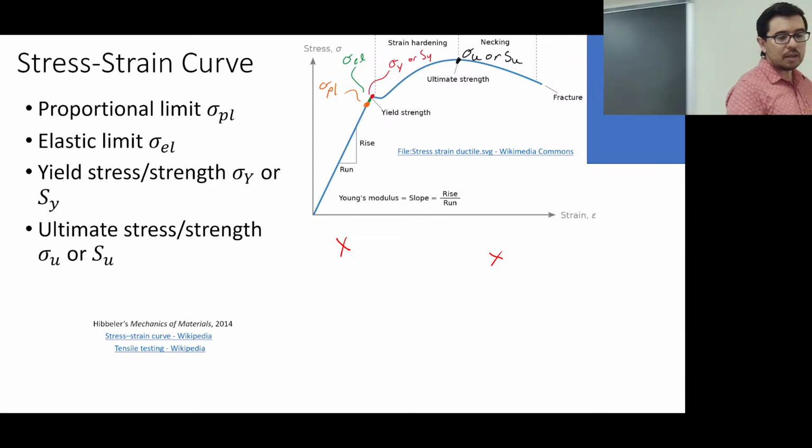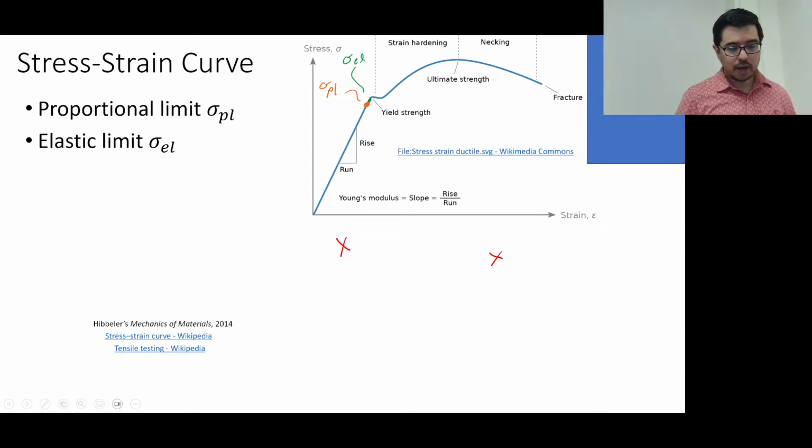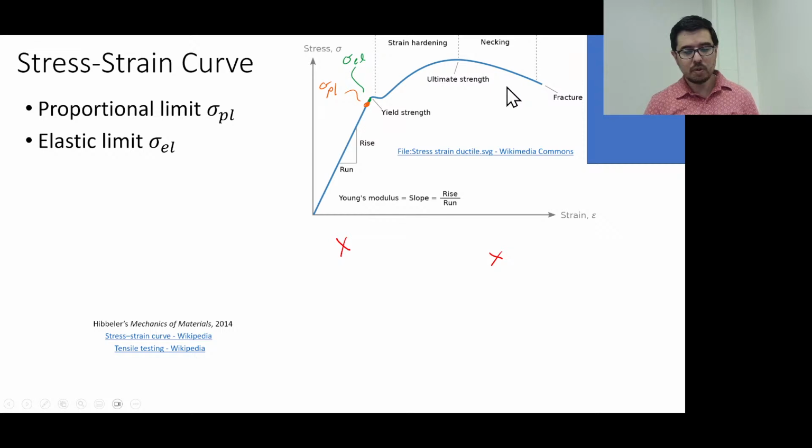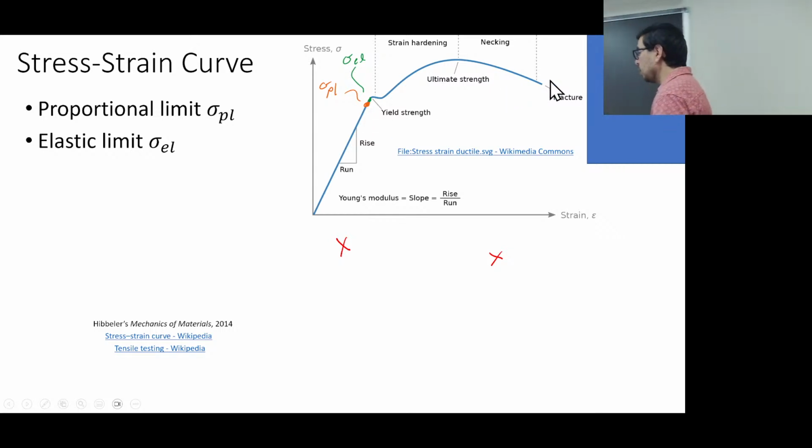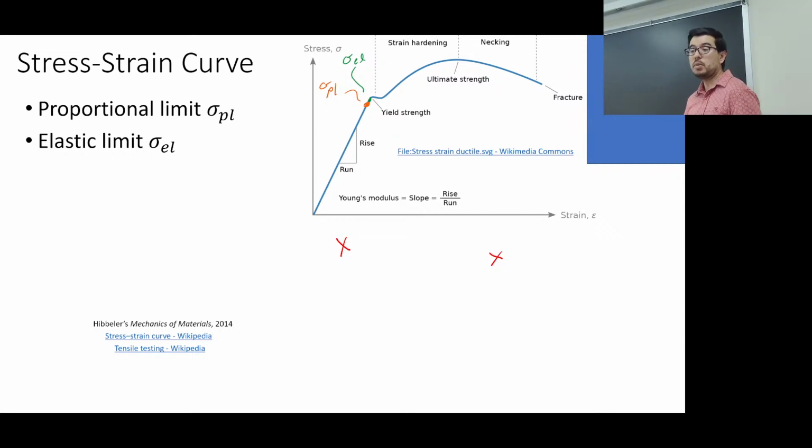And then finally we get to fracture, out here. And again, this is probably higher than over here because the cross-sectional area at this point, at least if it's a ductile material, has become significantly smaller when it finally breaks.